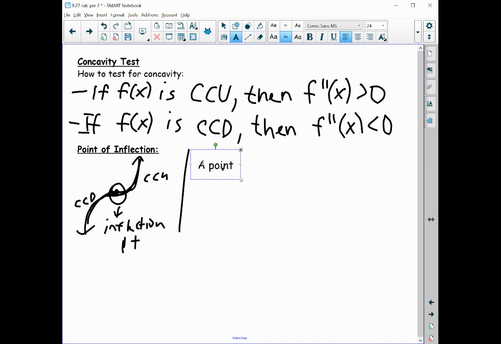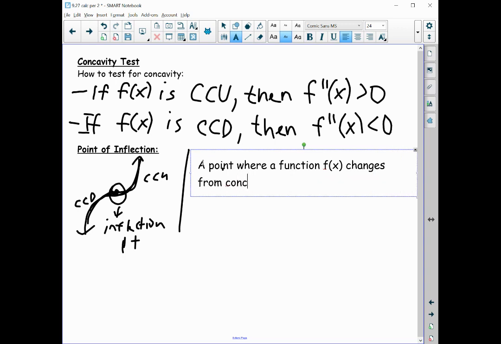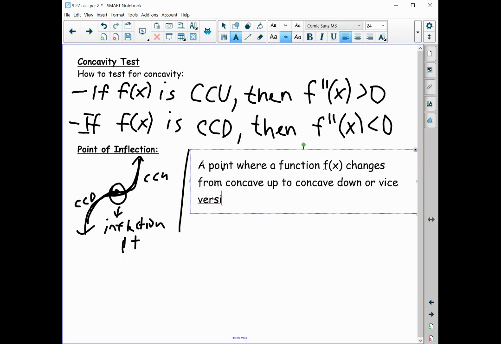A point where a function f of x changes from concave up to concave down, or vice versa, is an inflection point.